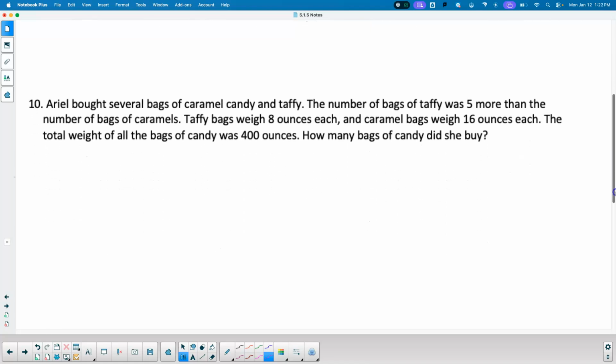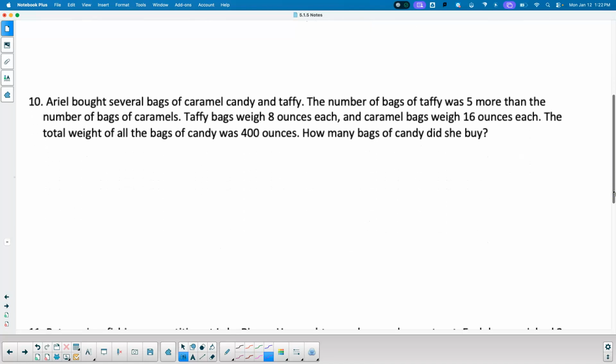Ariel bought several bags of caramel candy and taffy. The number of bags of taffy was 5 more than the number of bags of caramels. Taffy bags weigh 8 ounces each, and caramel bags weigh 16 ounces each. The total weight of the bags of candy was 400 ounces. How many bags of candy did she buy? Okay. So that was reading the problem the first time. What are we trying to find?